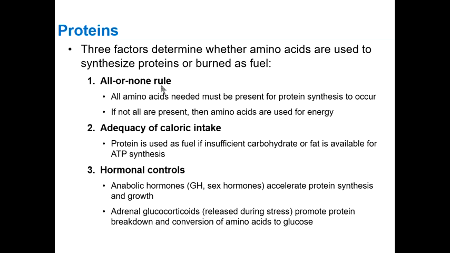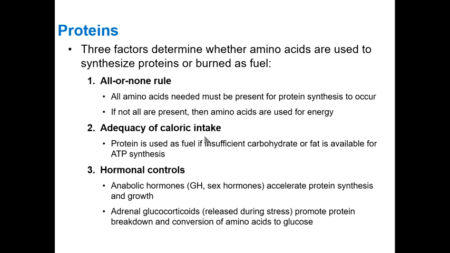So the all or none rule means we need all amino acids present in order to build proteins. So if you're missing some essential amino acids, it's impossible to build a protein. So in that case, whenever amino acids are missing, amino acids will be used for fuel or energy.